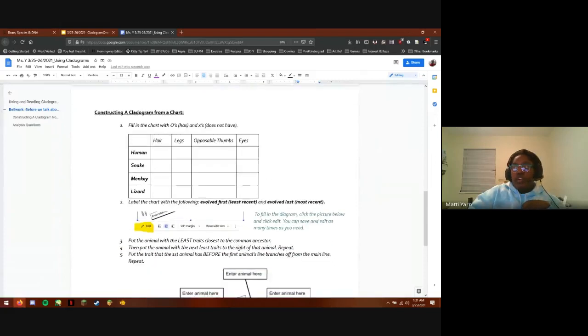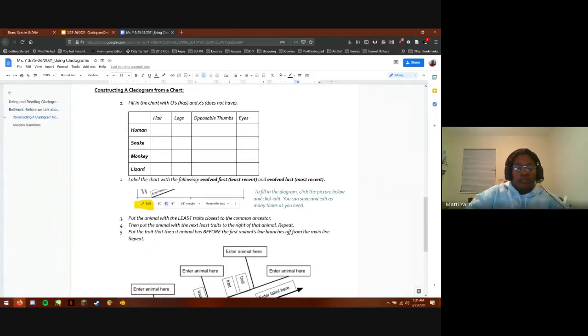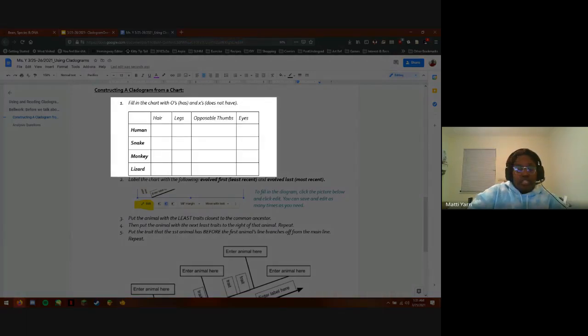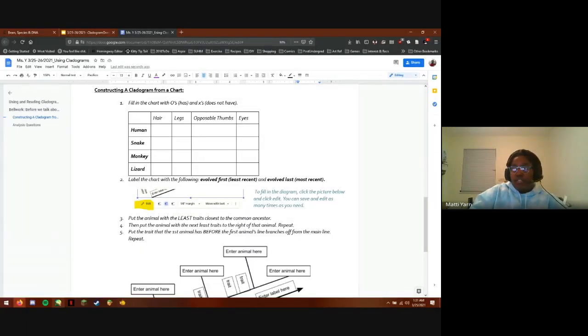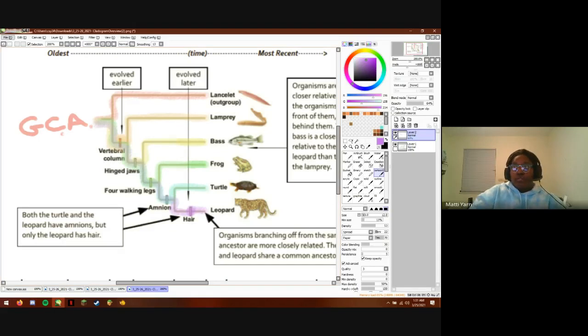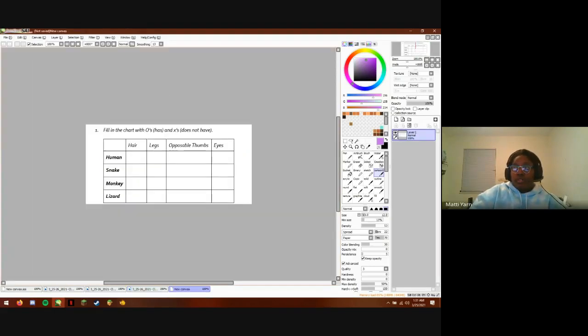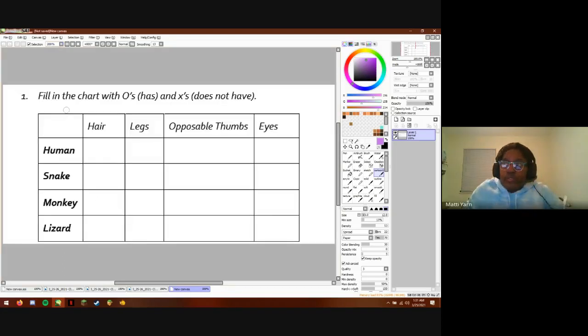We're going to complete this chart. All right, I'm just gonna screenshot this and take it over to my drawing program because I like my drawing program. And create from clipboard. Boom. So first thing is we're going to fill in this chart, based on things that we already know. All right, this is nothing special. We're talking humans, we're talking snakes, monkeys, and lizards.